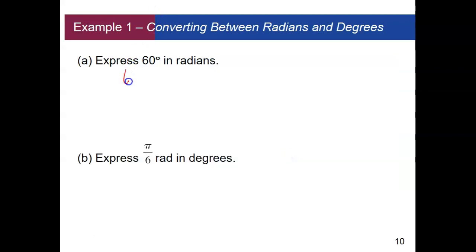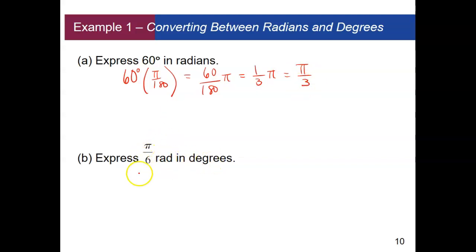So here I've got 60 degrees. I'm going from degrees to radians, so I'm going to multiply that by pi over 180. That's going to be 60 over 180 times pi. 60 over 180 is 1/3, or we could write that as pi over 3.